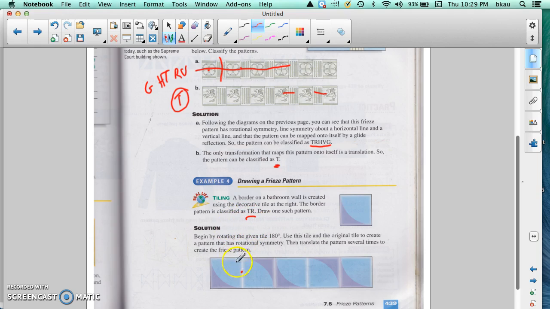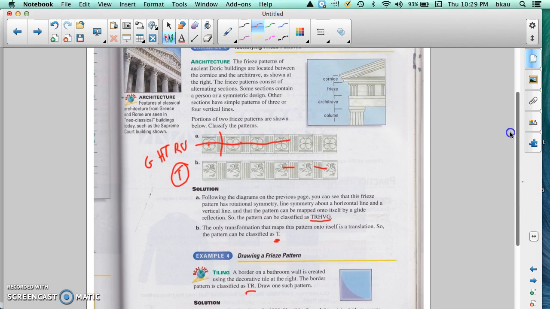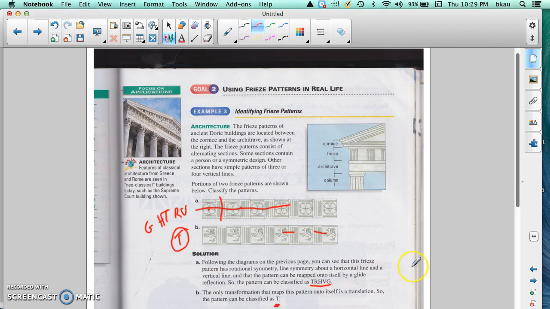Translation should be the last thing you do on a Frieze pattern. Take this and you rotate it 180 degrees, then it matches up with this tile. So this tile becomes that tile, and then you take this whole piece right here and you translate it till it gets to there, and it goes on forever. So that's how you would do that with a tile. So that's what Frieze patterns are, and that's what they look like when you're drawing them or when you're identifying them.